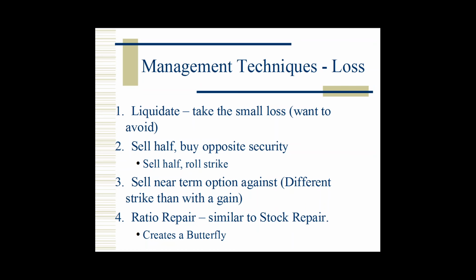But of course, most of the repairs here that we're talking about, we're selling half and then rolling the strike, or selling a near-term calendar spread against it, maybe even averaging down, rolling down the strike of the option, or the ratio repair. As with most repair strategies in any strategy, it only works if, of course, the stock goes back in your desired direction. Okay, so we'll talk about that too when we get a look at the profit and loss charts as well.